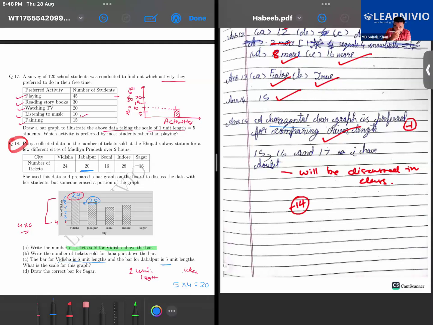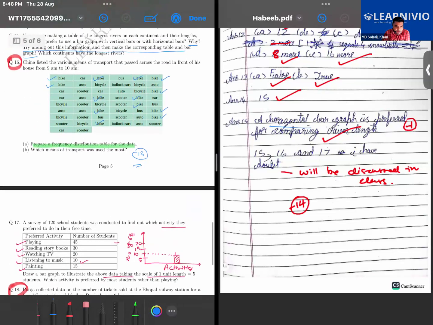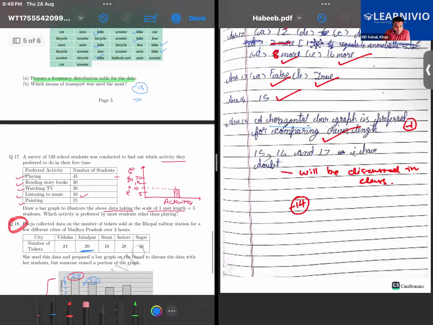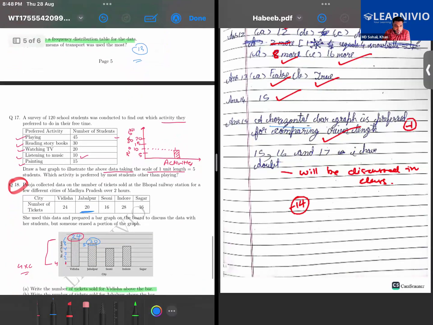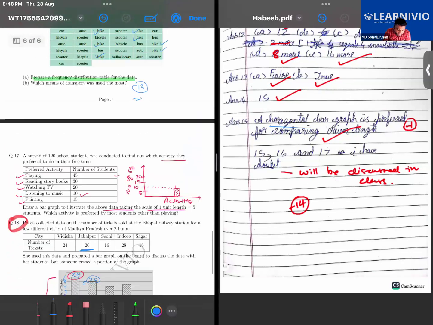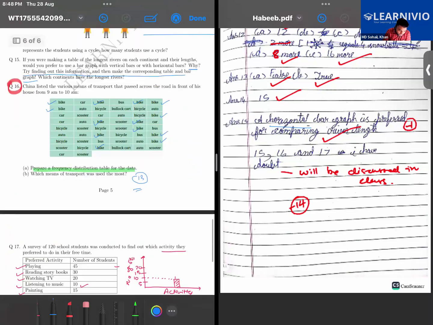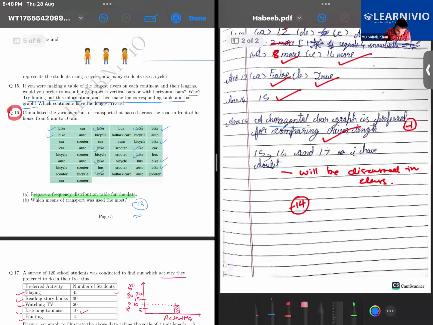So earlier I have explained question number 17 and 18. Was the explanation clear to you, Habib? We have discussed that already. Yes. Question number 17 and 18, I have discussed it moments ago. Is it clear now? Yes. Yeah, it's clear. Good.